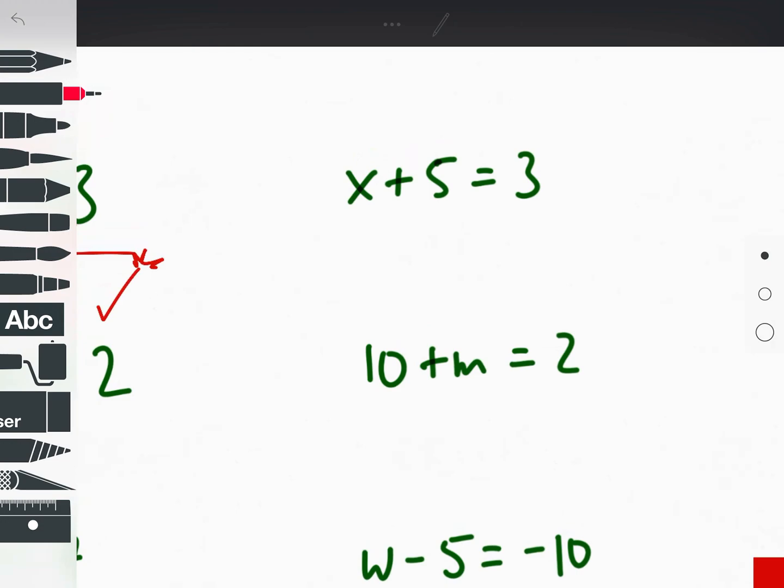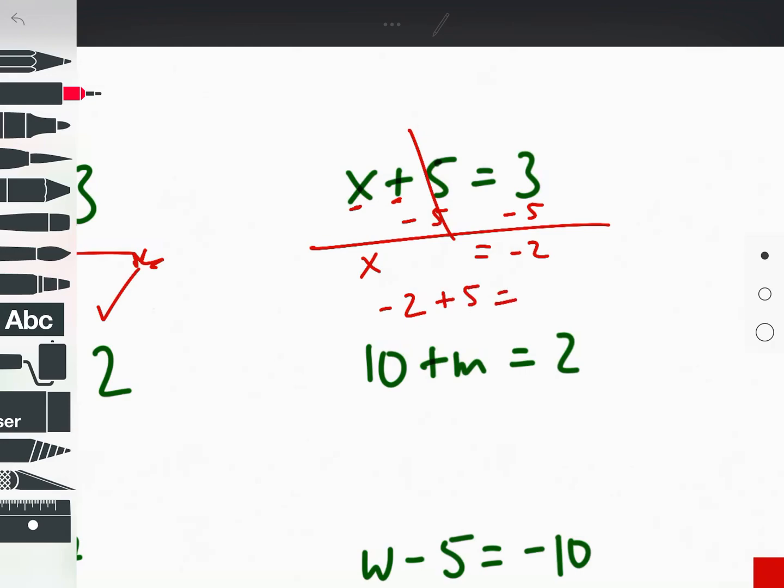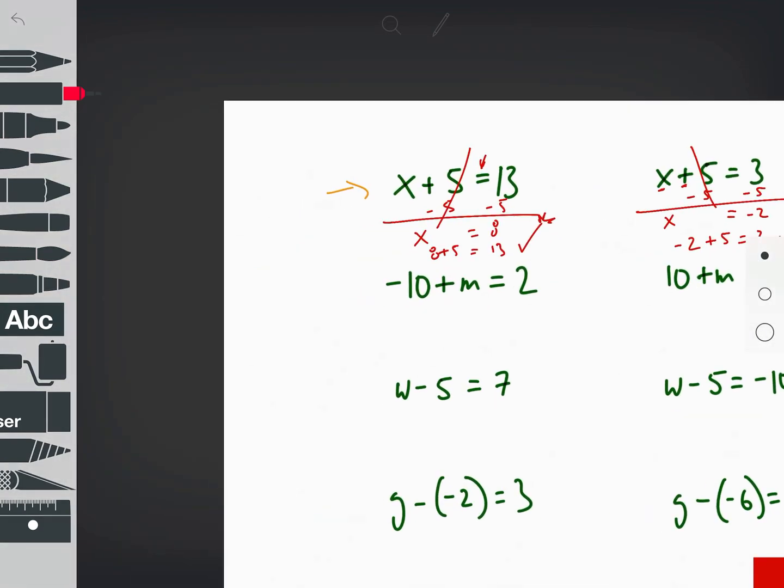So I look for my variable. I see that I'm adding 5, so to undo adding, or do the opposite, I'm going to subtract 5 from both sides. So those clear out. 5 minus 5 is 0. That's what I want to do. I want to let x be all by itself. And then 3 minus 5, I'm going into the negatives. It's actually negative 2. I'm going to put it back in my original equation to see if it's true. Negative 2 plus 5 equals 3. Is that true? It is. Fiery check mark. All right, let's keep going.